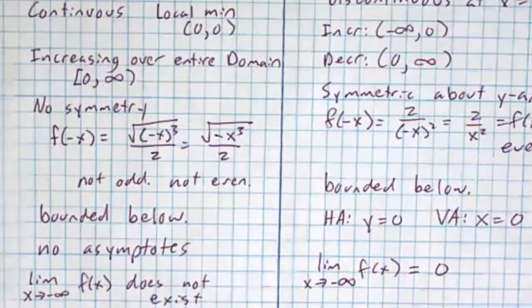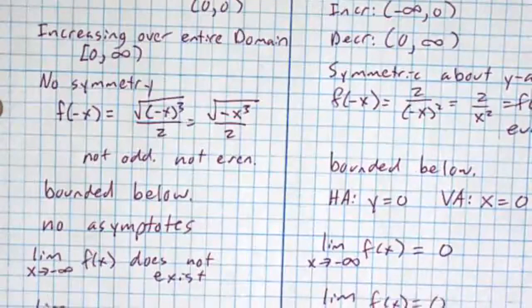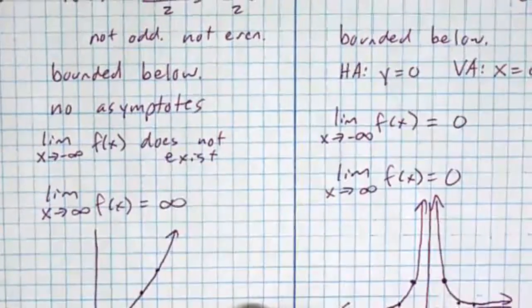There was no symmetry, which means it's not odd or not even. And I checked algebraically to see if I could make it work out, and it didn't look like it was going to. The graph is bounded below. There are no asymptotes. I told you this was going to happen in one of our examples.